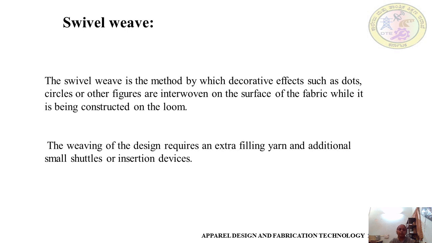First one, swivel weave. The swivel weave is the method by which decorative effects such as dots, circles or other figures are interwoven on the surface of the fabric while it is being constructed on the loom. The weaving of the design requires an extra filling yarn and additional small shuttles or insertion devices.